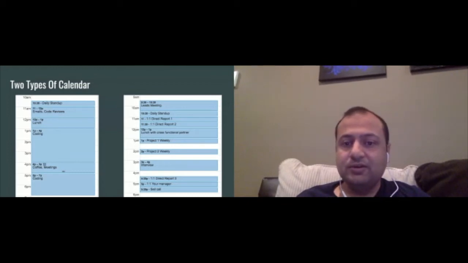Looking at it on the right hand side, this is what a typical manager calendar looks like, or even a tech lead who's doing more management, even if you're not doing more personalized management. And here you see work happening in 30 to 60-minute blocks. There's no block of time which is more than 60 minutes, as you can see.